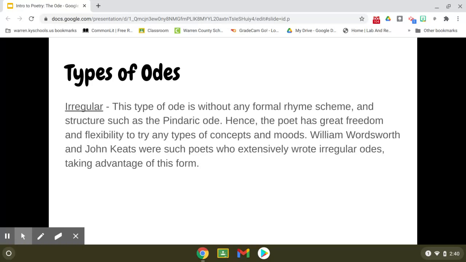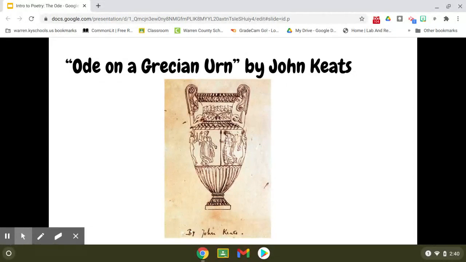William Wordsworth was a poet during the 1800s, late 1700s, in England, as was John Keats, and they wrote irregular odes and are very famous for those. So we're going to look at one of John Keats' odes. This one is called Ode on a Grecian Urn.